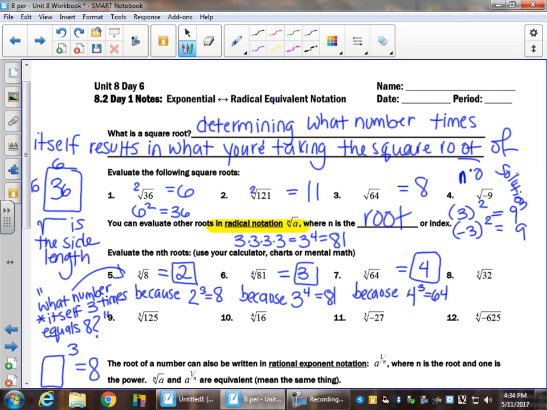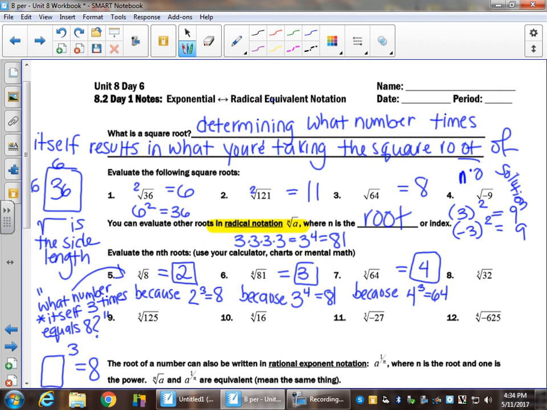Let's do one more together. Number 8, the fifth root of 32. What number times itself 5 times is 32? Use your chart. Press pause if you need to for a second.